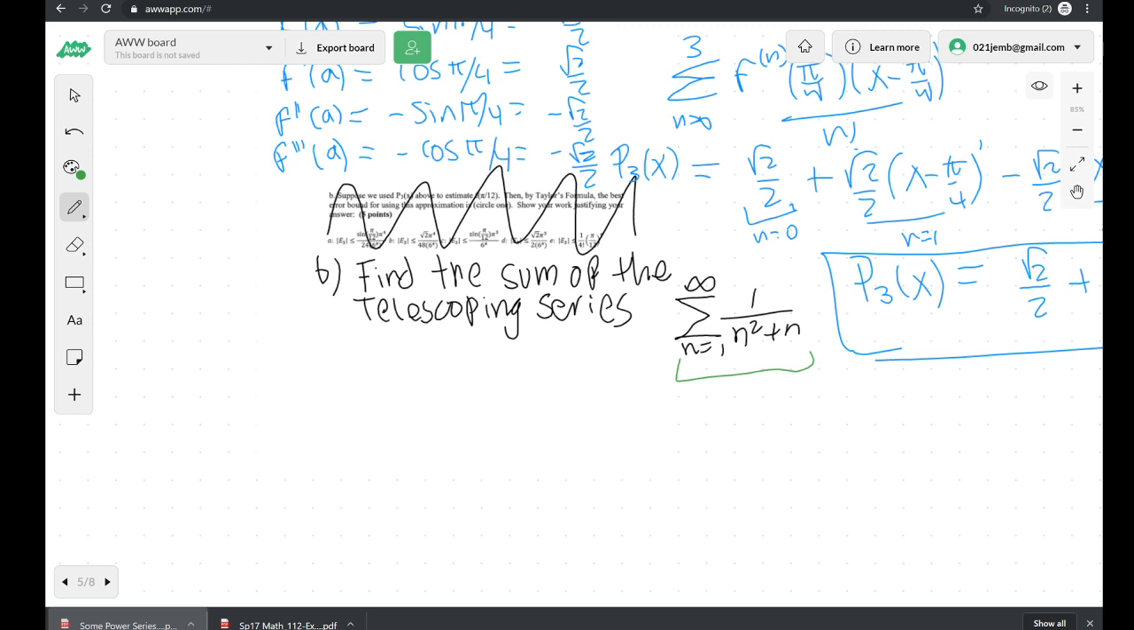So let's see. This sum can be rewritten as sigma of 1 over n squared plus n, which is sigma of 1 over n times n plus 1. So I'm factoring the denominator.